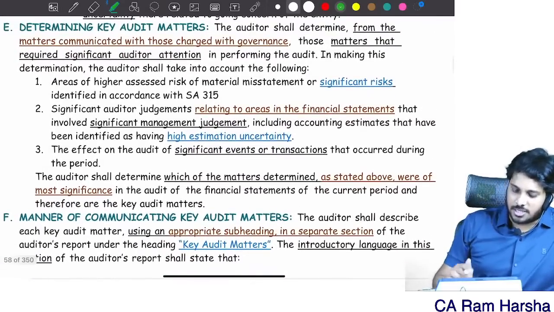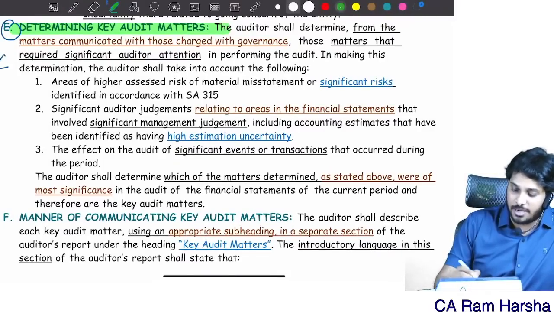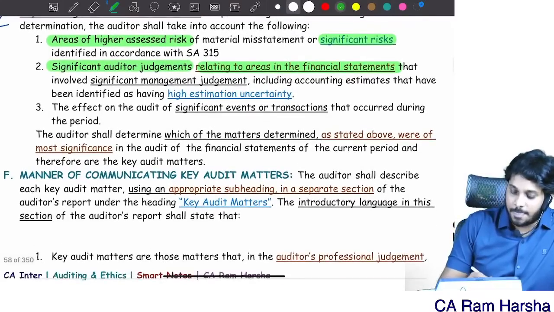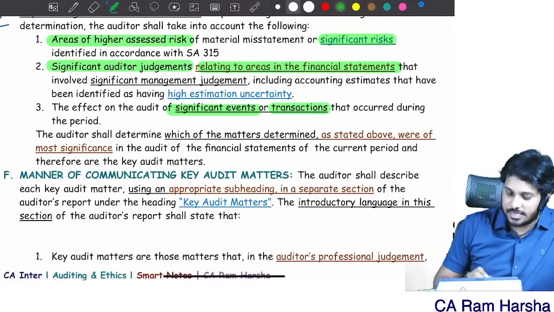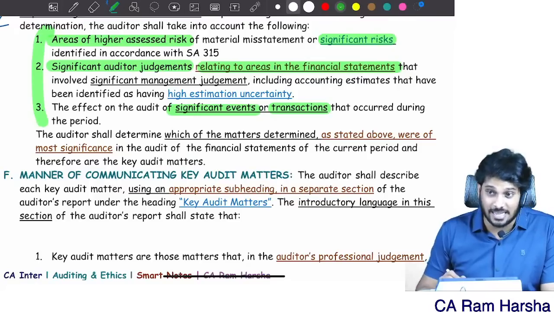Determining key audit matters. How does the selection of key audit matters happen? How can the auditor select? The auditor can select key audit matters from the following areas: high risk or significant risk, significant auditor's judgment related to financials, or significant events or transactions. So any of these can be the reason why we are selecting a key audit matter.